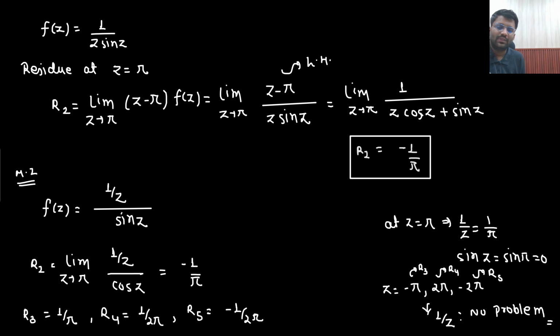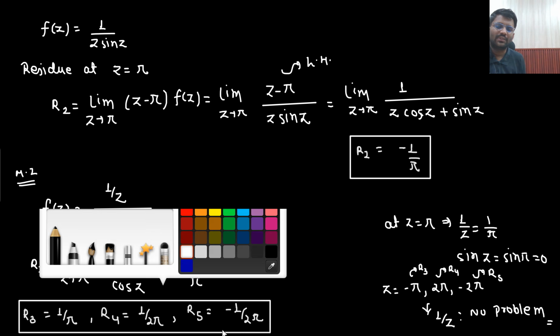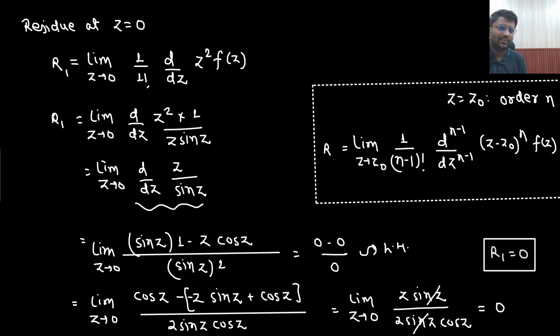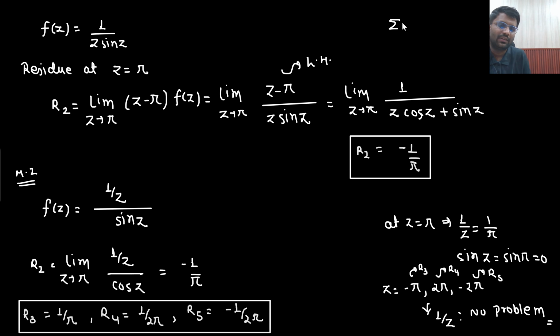So just by using this expression, I wrote down all the other answers as well. So what is my summation? R is coming out to be 1 by 2 pi, minus 1 by 2 pi, 1 by pi, minus 1 by pi, plus 0. So summation R is actually 0 only. Okay, so this was the beauty of this question. This is the answer. Is that understandable to you?